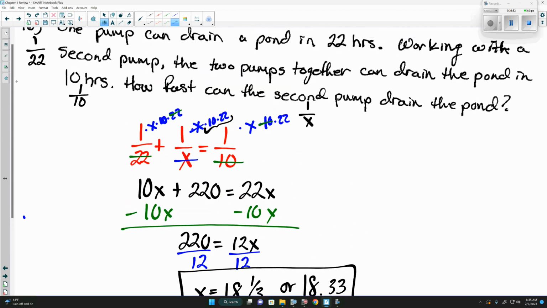Now again, on the word problems, do make sure to fully answer them. Some of them have two parts. Kind of the second part for this here, which one would you prefer to use if you were draining the pool by itself? Pump number 2, because it does take less time.